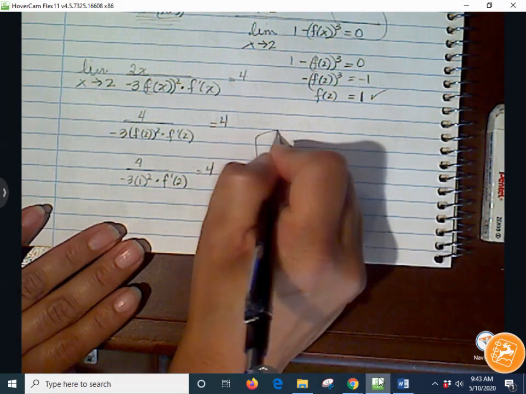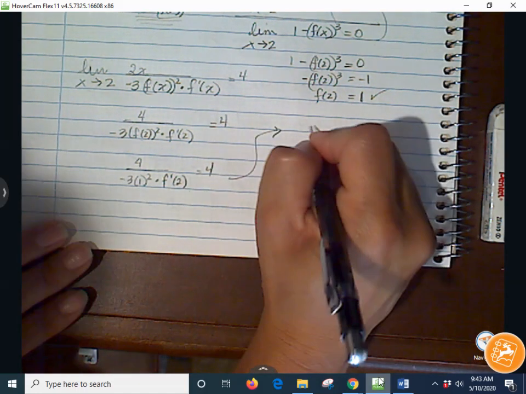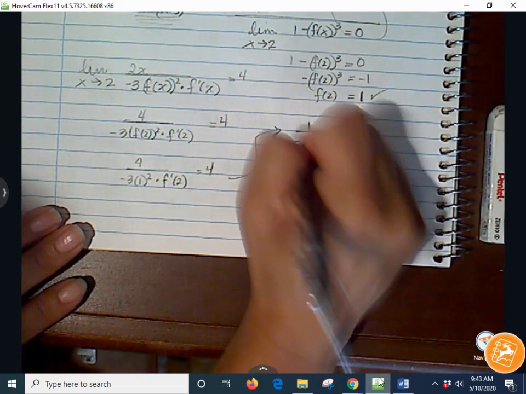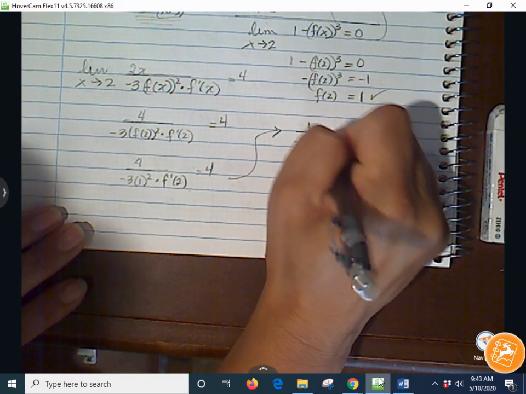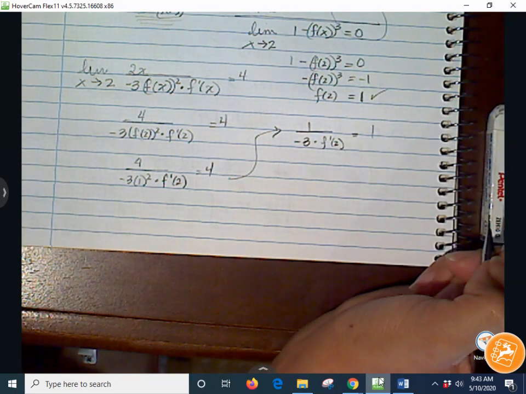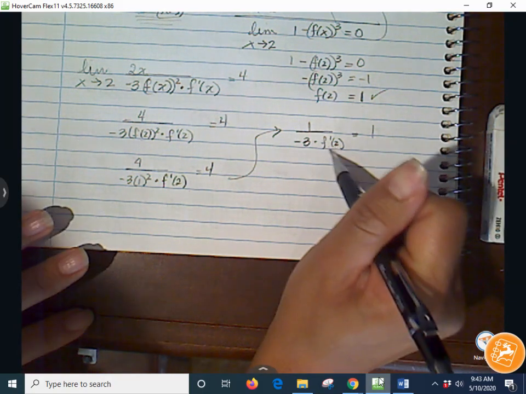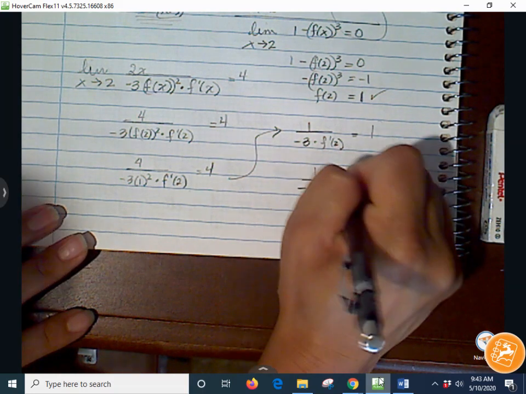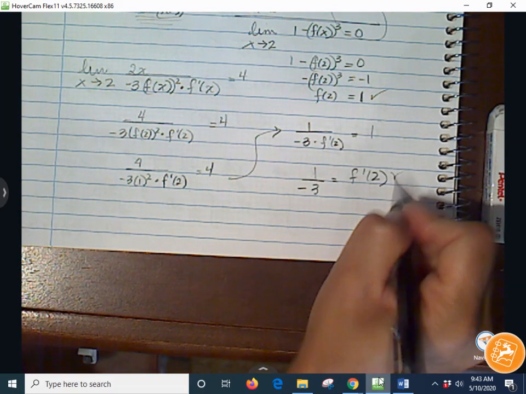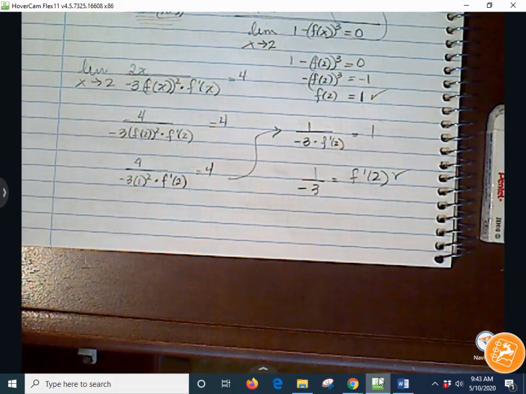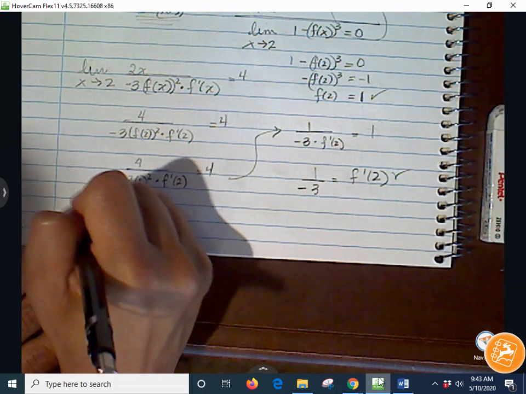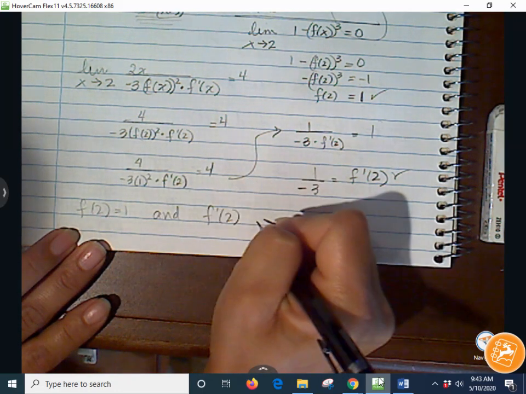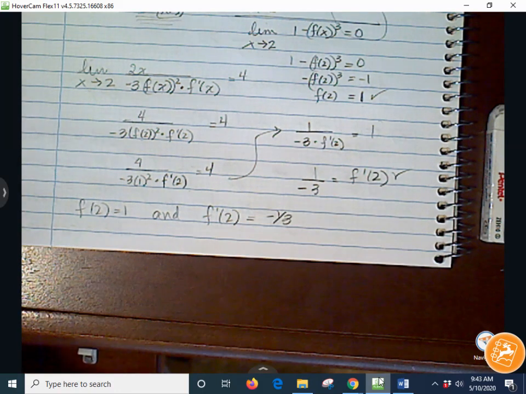And so now I'm going to divide out that 4, and I'm going to have 1 over negative 3 times f prime of 2 is equal to 1. I divided 4 from both sides. And so that means I'm going to multiply this guy out. So I'm going to have 1 over negative 3 is equal to f prime of 2. And so now I have that. And show the work that leads to the answer. So I'm just going to say that f of 2 is equal to 1, and f prime of 2 is equal to negative 1/3. Okay?